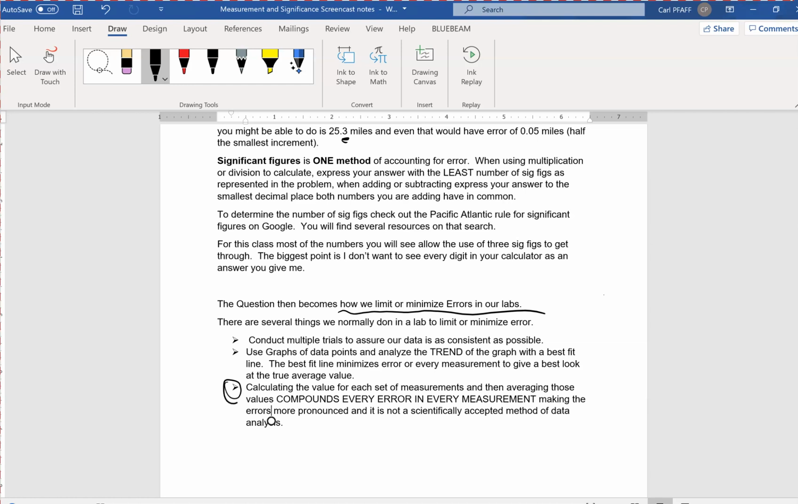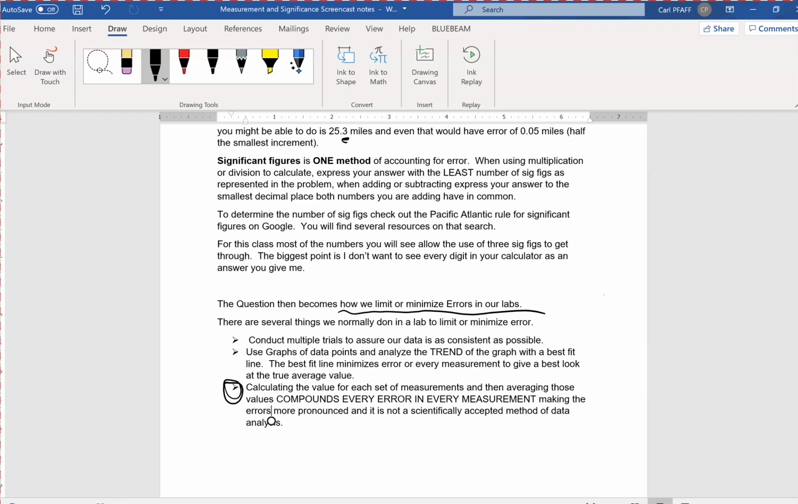A note: calculating the value of each set of measurements and then averaging those values really makes every error that you've inserted by measuring grow. So you get a much wider spread and you begin to lose where the average is. We want to try and do everything we can to make errors smaller.